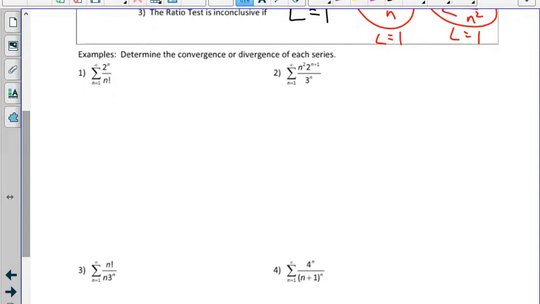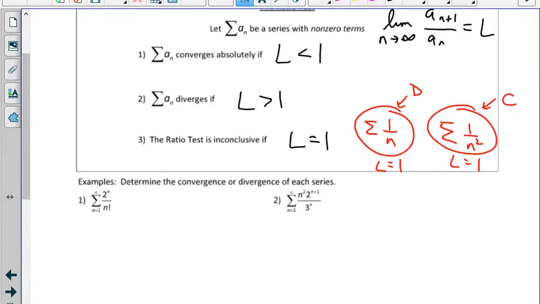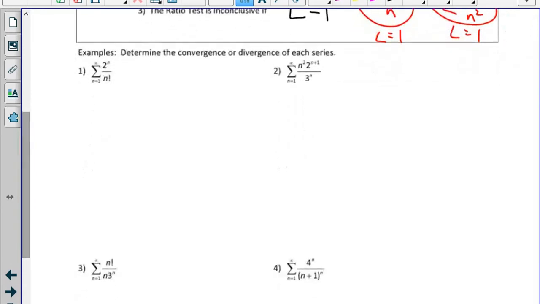All right, let's take a look at this. We're going to do the ratio test on all of these. So we have to make sure that we have non-zero terms. So clearly all these terms are non-zero. So if we take a look at this, we're going to take the limit as n goes to infinity of 2 to the n plus 1 over n plus 1 factorial divided by 2 to the n over n factorial.